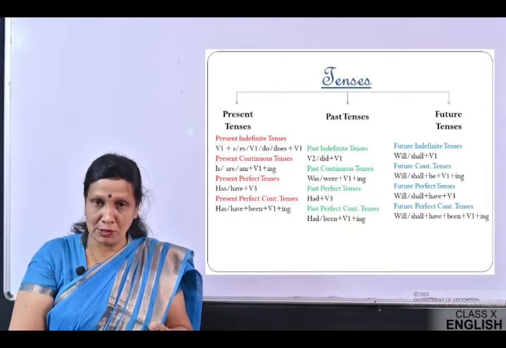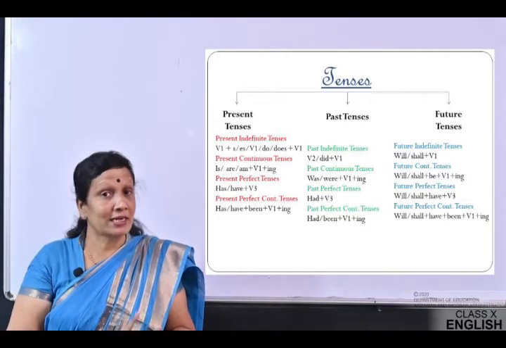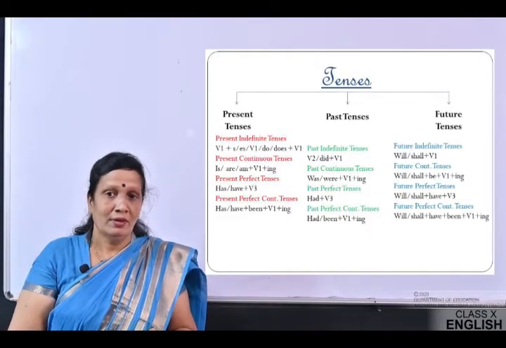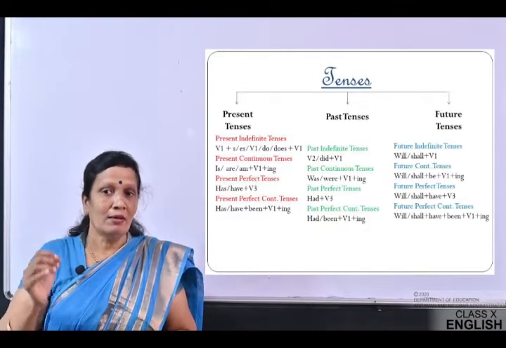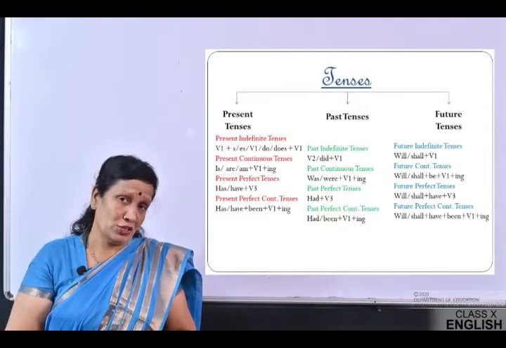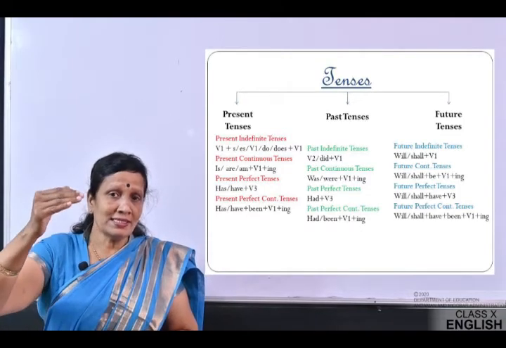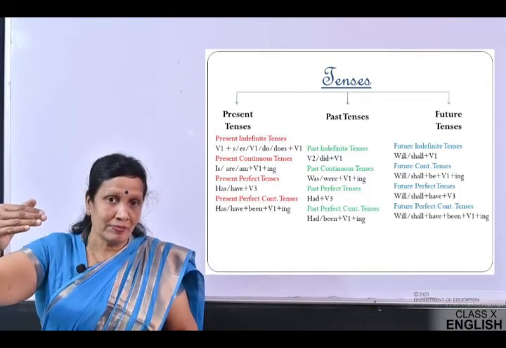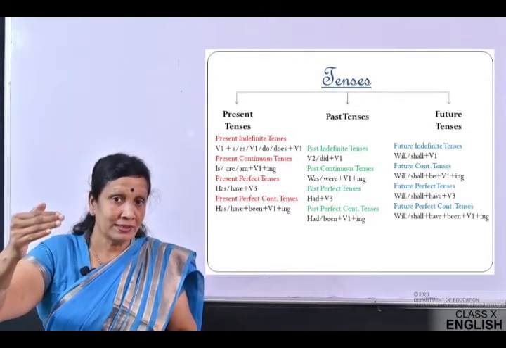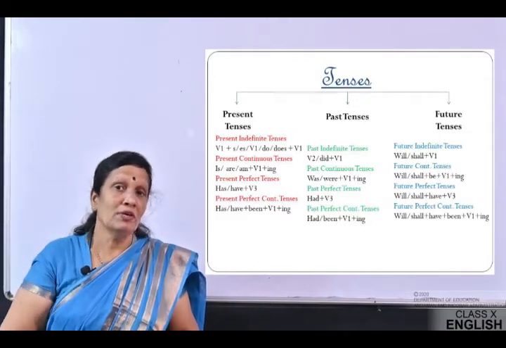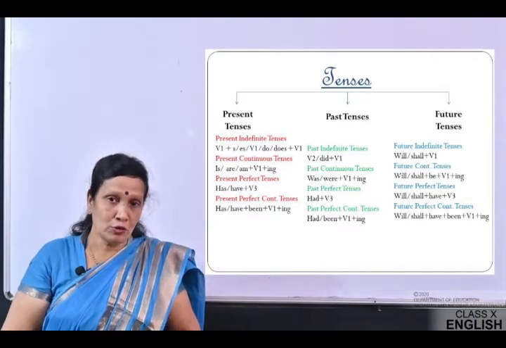Present perfect, past perfect, future perfect. Now future perfect continuous tense: will or shall plus have plus been plus first form of the verb plus ing. Okay? So these are, at a glance, the use of different forms of verbs in these three types of tenses, that is the present, the past and the future.